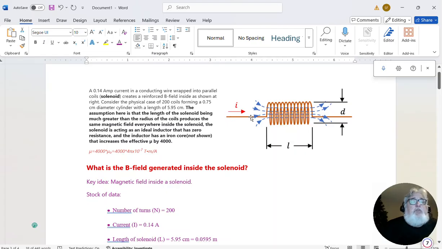Here's our illustration. We have current entering from the left. We have a loop of wire that goes round and round and round and round. That's the definition of our solenoid, and it continues off to the right. We have some diameter and a length that we'll give you in a few moments.